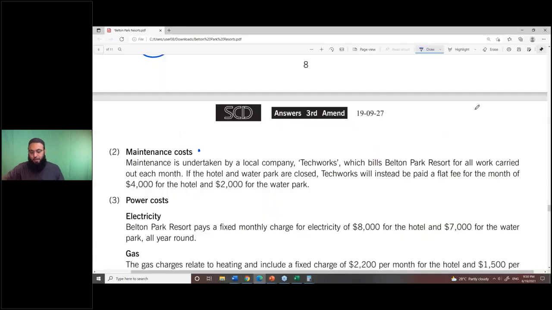Maintenance is undertaken by a local company, Tech Work, which bills Belton Park Resort for all work carried out each month. If hotel and park are closed, Tech Work will instead be paid a flat fee for the month of 4,000 for hotel and 2,000 for water park. So for us, hotel is important. Okay, so that flat fee we'll pay to Tech Work if we close it.